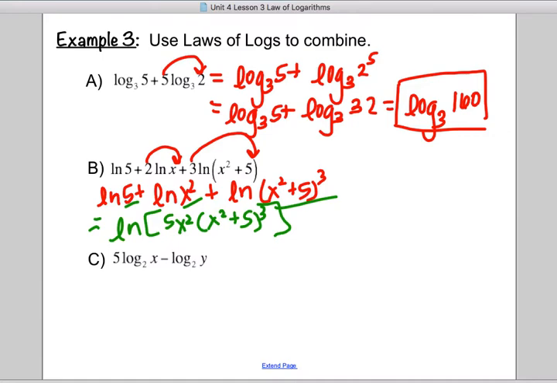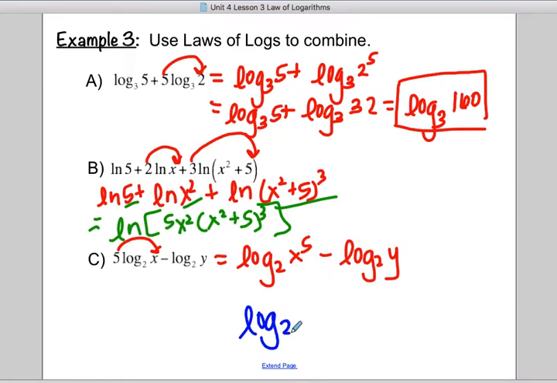C. Well, same idea, looking for numbers in front, we need to return them. So this is really log base 2 of x to the 5th minus log base 2 of y. Then it's subtraction, so we are going to rewrite it with division, log base 2 of x to the 5th divided by y. And that is our final answer. That is as far as you can go.